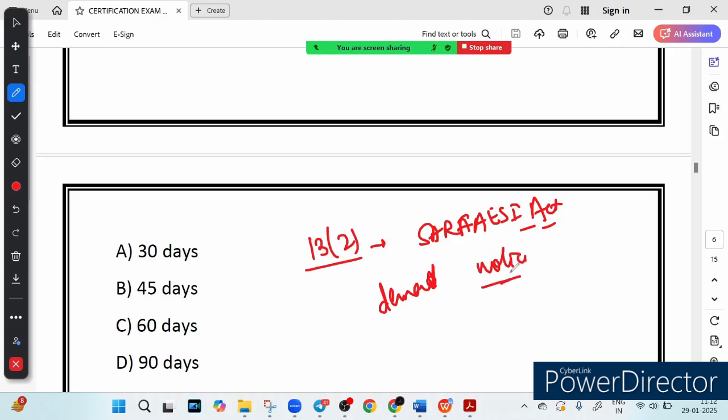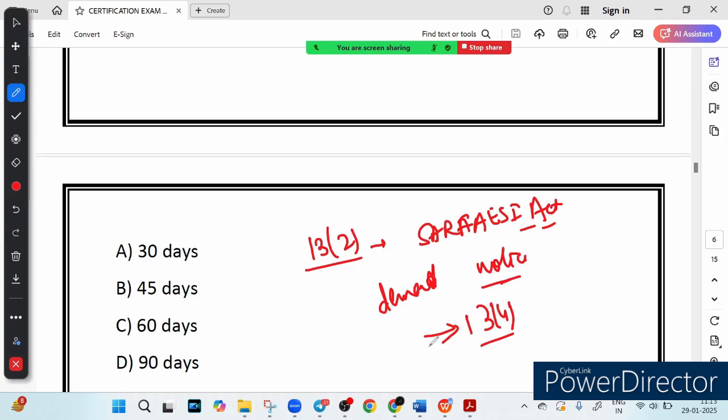What happens next? If the borrower does not repay or respond, the creditor can proceed to take possession of the secured asset under Section 13 subsection 4. So possession is listed under Section 13 subsection 4, right? So the correct answer will be 60 days. Suppose a borrower defaults on a home loan. The bank sends a notice demanding repayment within 60 days. If the borrower does not repay, the bank can take control of the property.